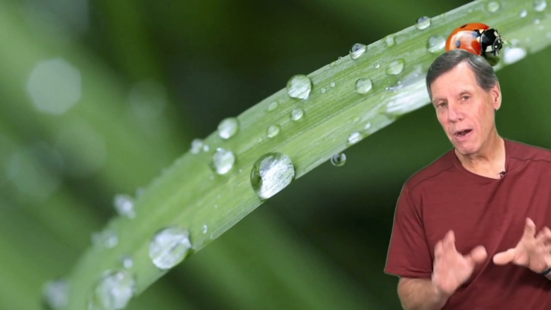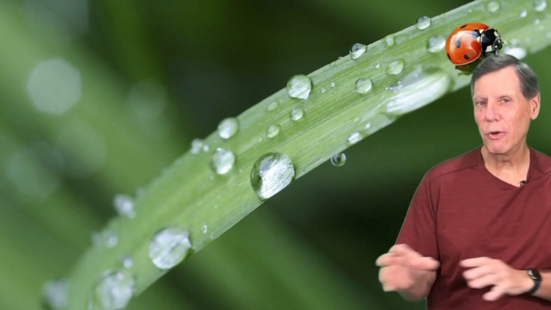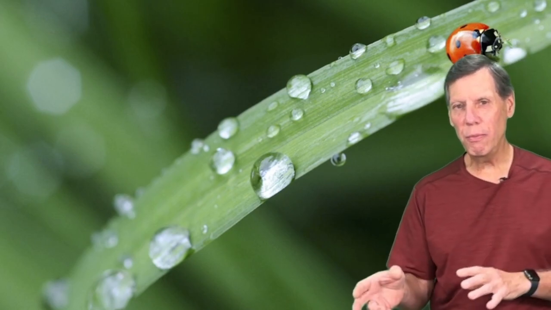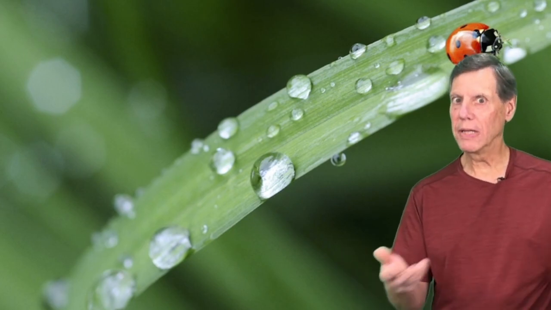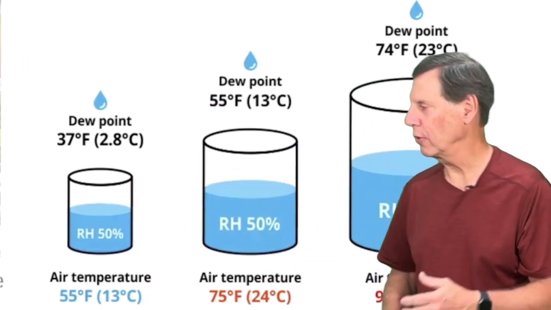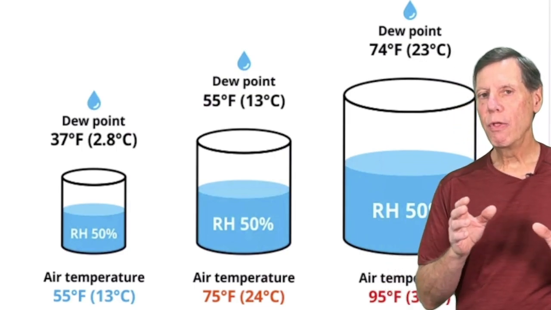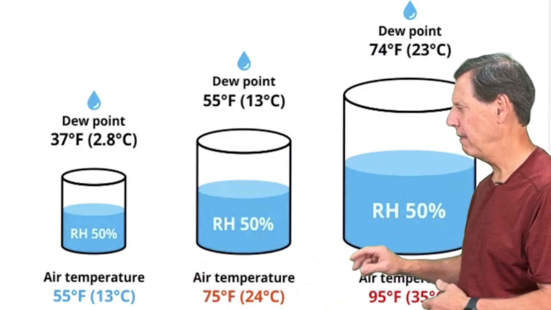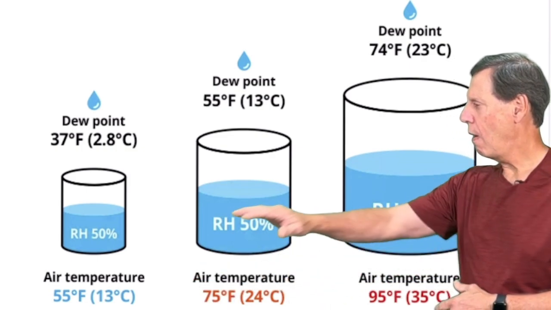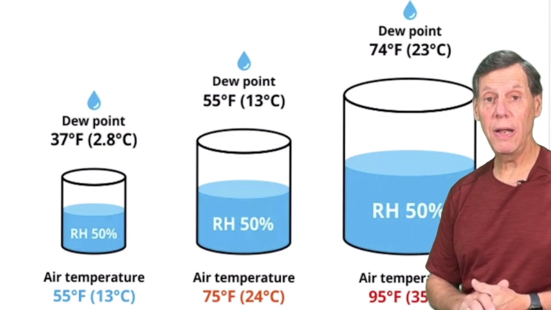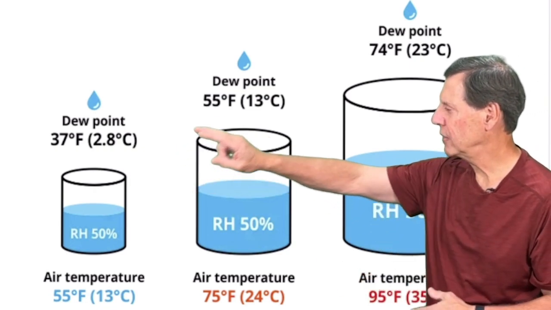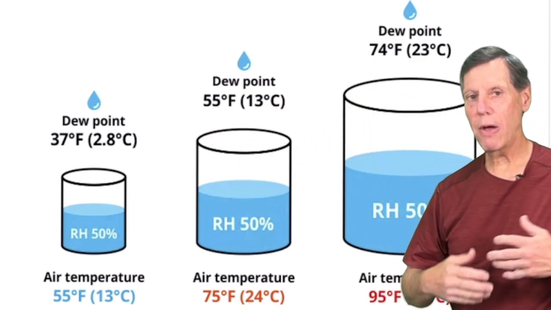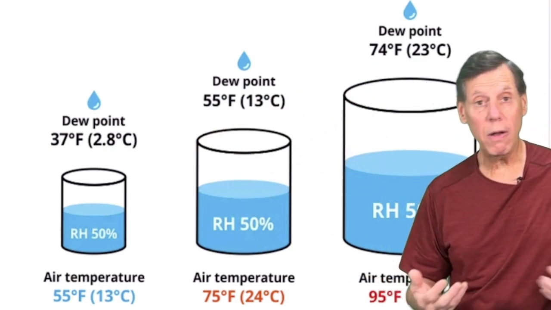Now, when it comes to relative humidity, that gets a little bit tricky. Remember, dew point is an actual temperature. Relative humidity is exactly what it means. It's relative. It's based on temperature. So here's an example where we have three relative humidities of 50%. Air temperature 55, 75, and 95, all achieving relative humidity of 50%, but it's all based on this dew point temperature. As this dew point increases, the amount of water the air can hold also increases.